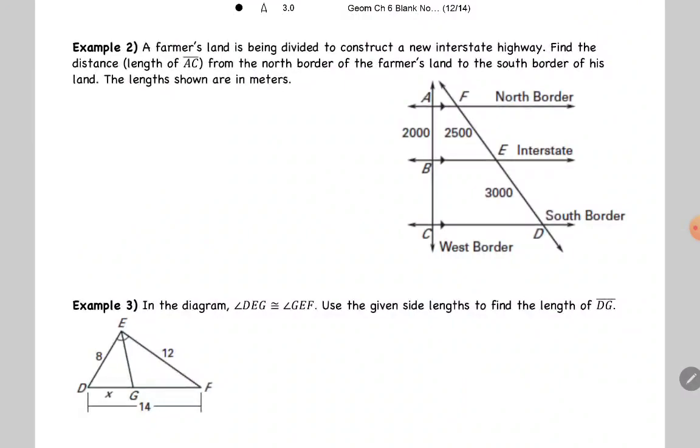A farmer's land is being divided to construct a new interstate highway. Find the distance, so the length of AC. So they want to find this distance here, from the north border of the farmer's land to the south border of his land. The length is shown in meters. So they show that these lines are parallel by these arrowheads here, and there are two transversals, this vertical road and then this diagonal road here. So what that means is AB over BC is equal to FE over ED.